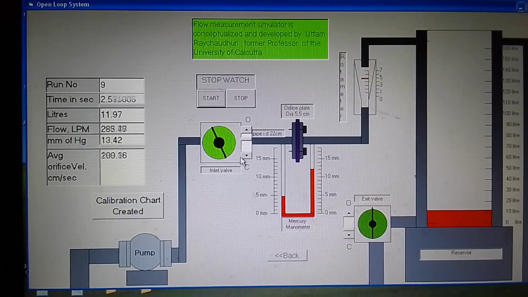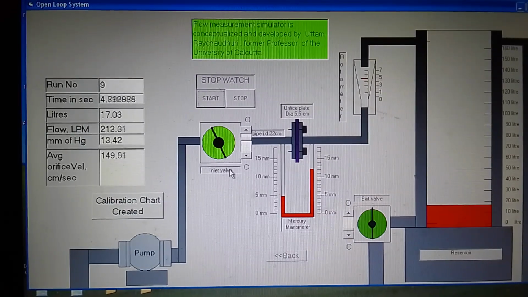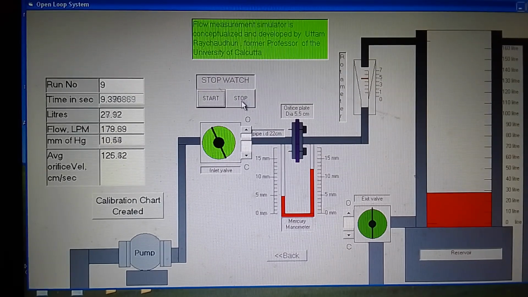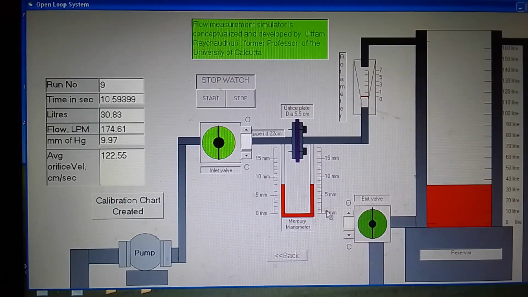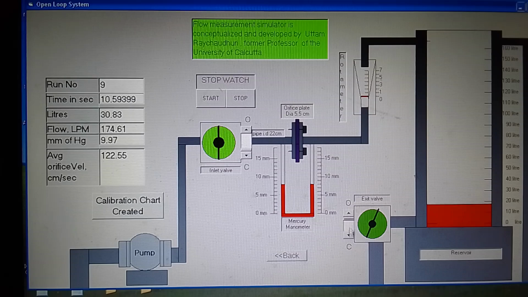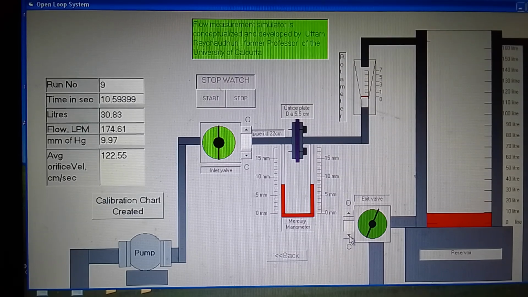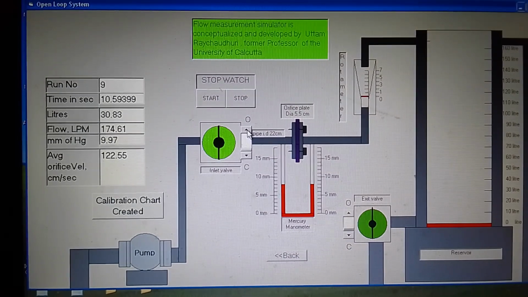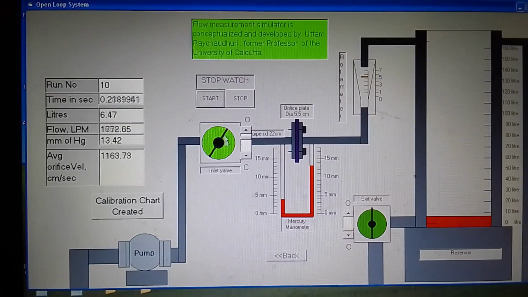You look, clockwise it is opening, anti-clockwise it is closing, and now you can stop it, and then drain the valve. The tank has been drained. Now it is to be zero level, and then close it, and then again take the 10th run, 1 2 3 4 5 6 7 8 9 10, and start.